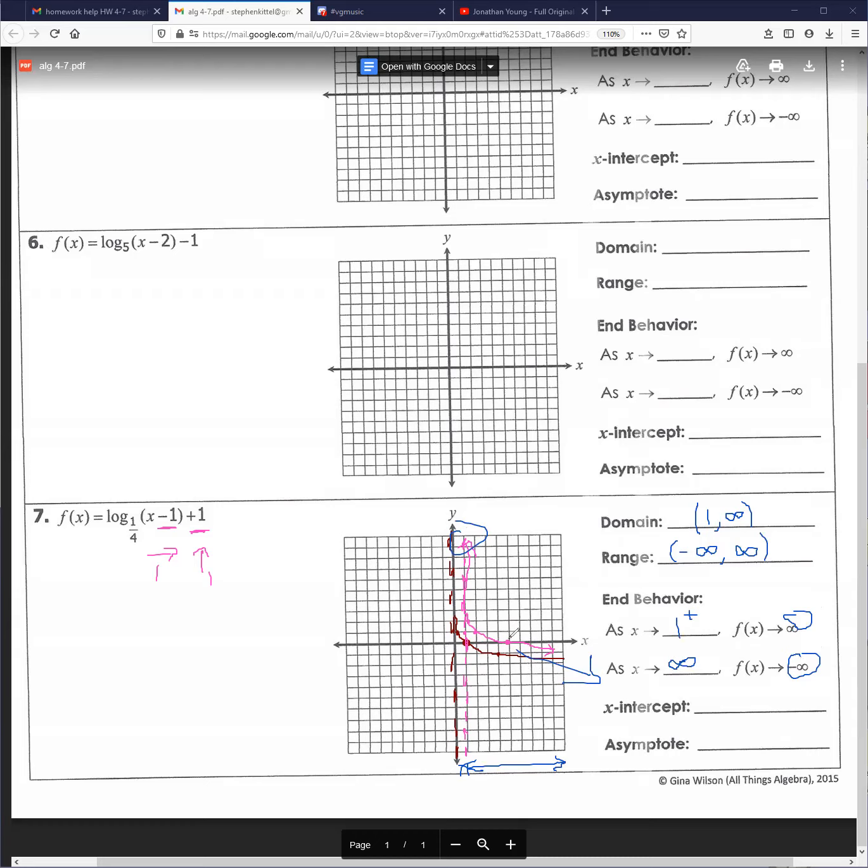The x-intercept is this point right here, which we've already graphed, or we can solve for it. 0 equals log of x minus 1 plus 1. So negative 1 equals log of x minus 1. I wasn't writing the base, but the base is 1/4. So this is 1/4 to the negative 1 is equal to x minus 1. Well, this is equal to 4 because 1/4 to the negative first power just means flip. We add 1 to both sides, we get x equals 5. So therefore, our intercept is at 5, comma 0, and our asymptote is at x equals 1. And there you have it.